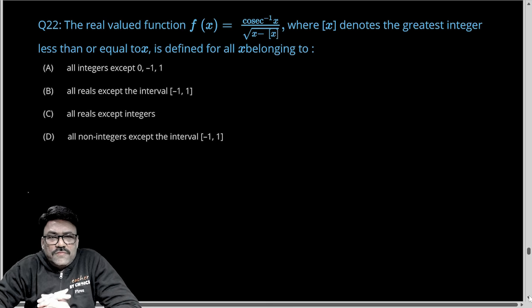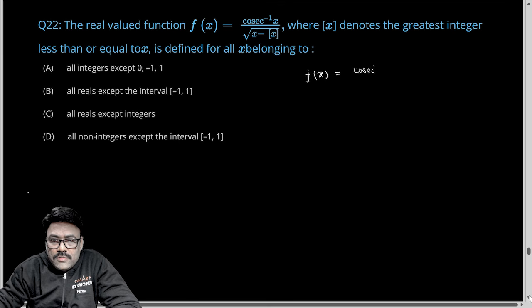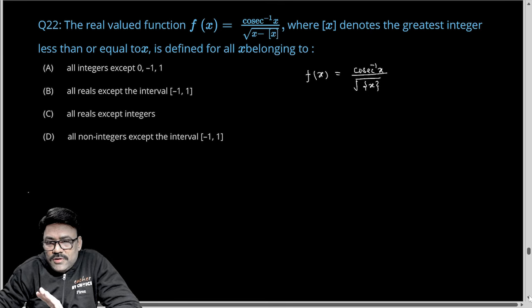See this question. This is from inverse trigonometric functions, and you have to get the domain of the function. They are saying at which point this function will be defined. So your function is basically cosecant inverse x over under root x minus integral part of x, and x minus integral part of x is fractional part of x. So obviously x cannot be integer here.